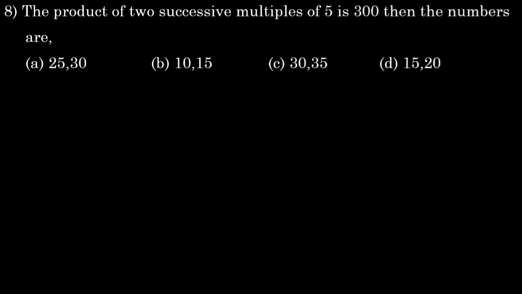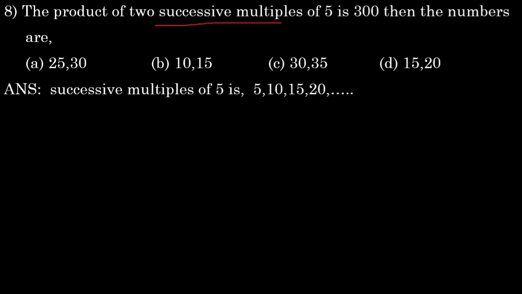The product of two successive multiples of 5 is 300. Then the numbers are, options we have 25, 30, 10, 15, 30, 35, 15, 20. Here they said the product of two successive multiples. That means successive multiples means continuous multiples of 5. And here what are the continuous multiples of 5? That is 5, 10, 15, 20, etc. It's multiples of 5. That means you can see 5 to 10, that is the two numbers. If you take 10 to 15, that means two numbers, continuous numbers back to back we are getting. So therefore we can say it's successive multiples of 5.